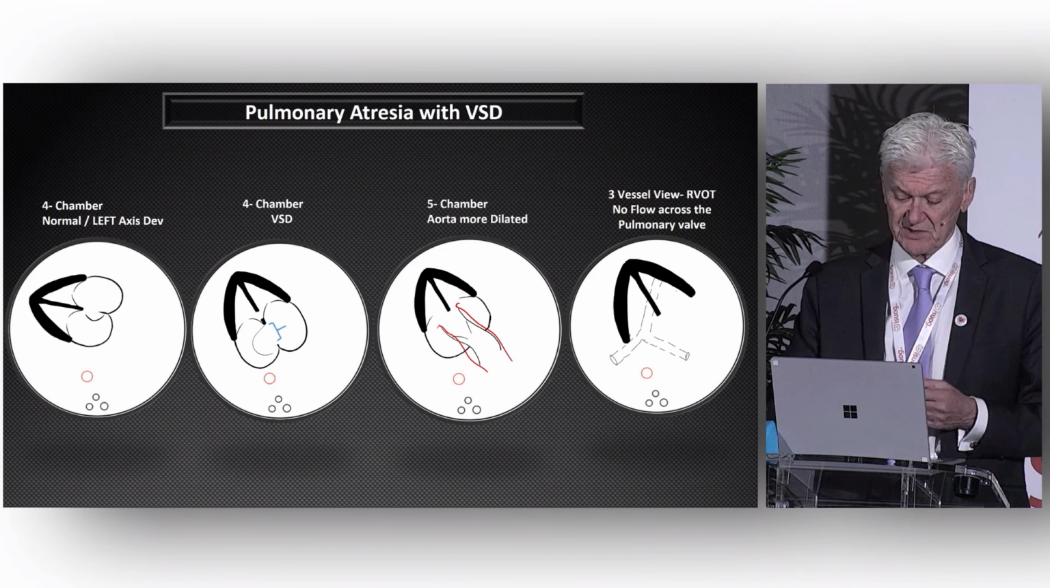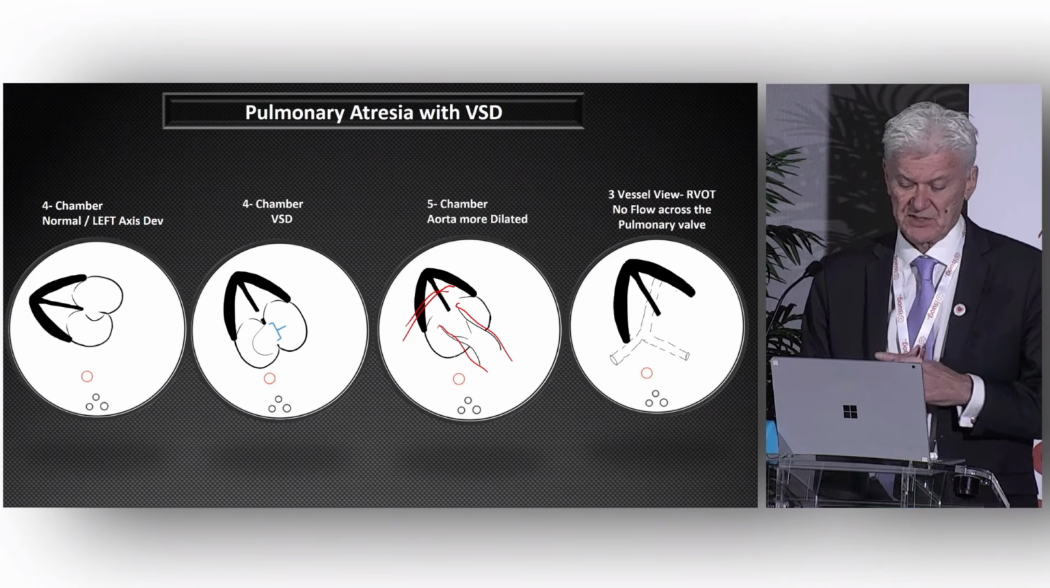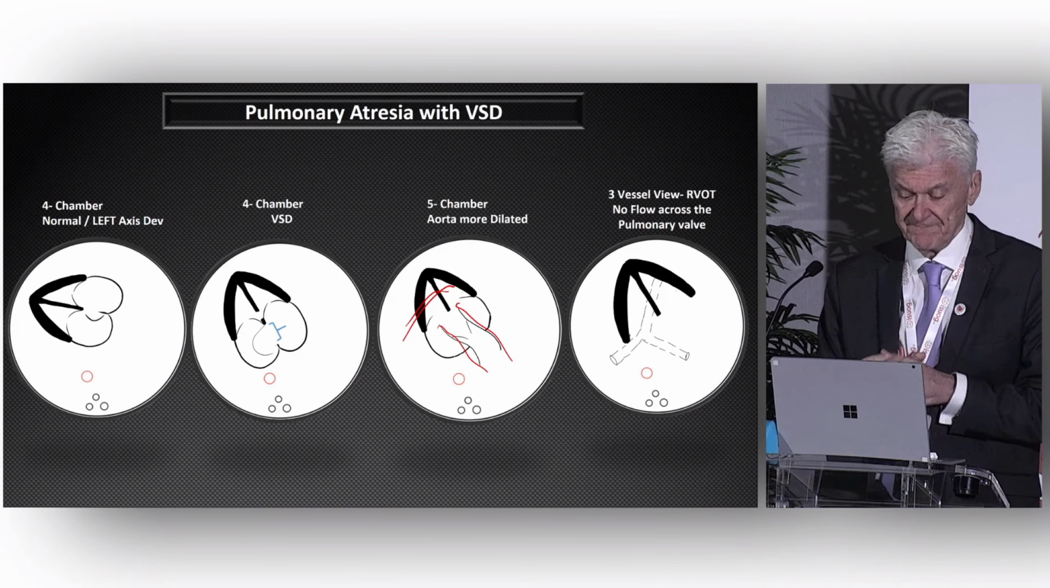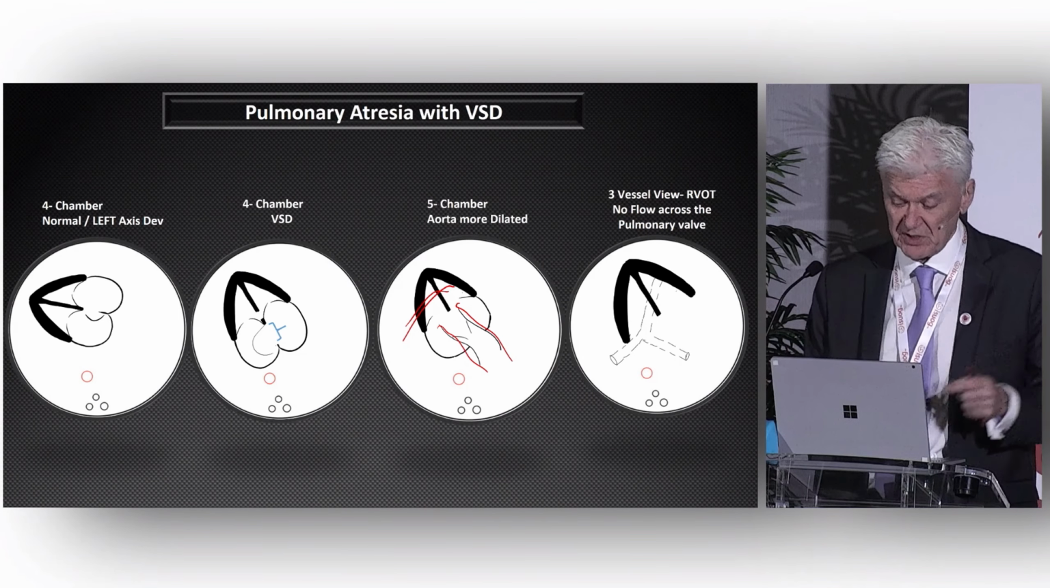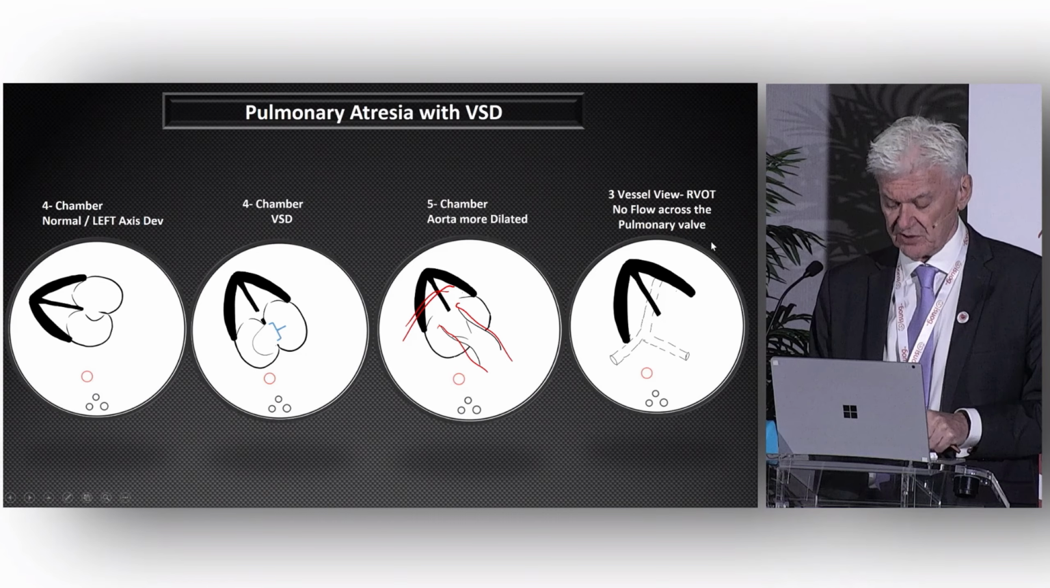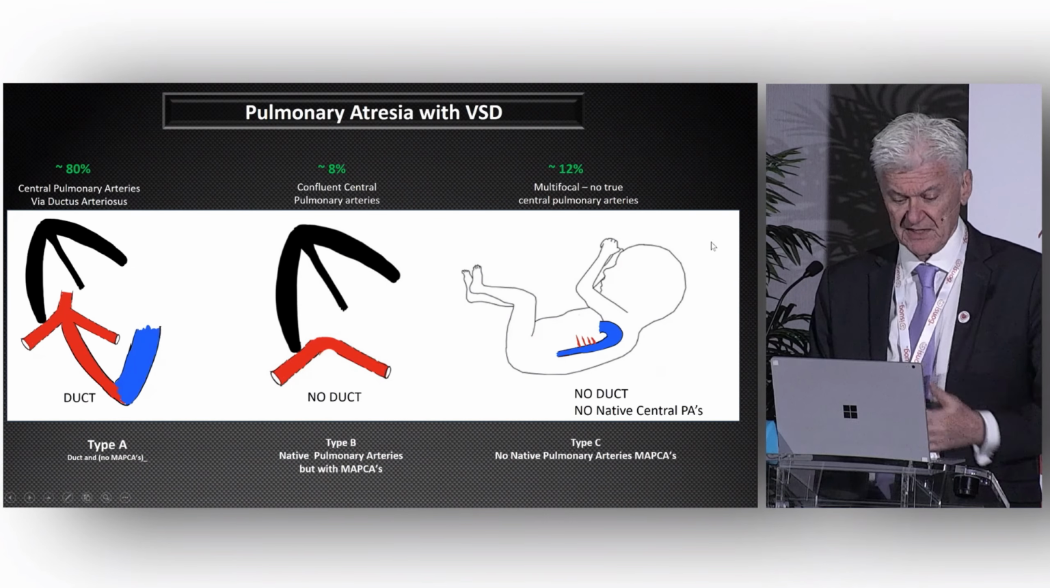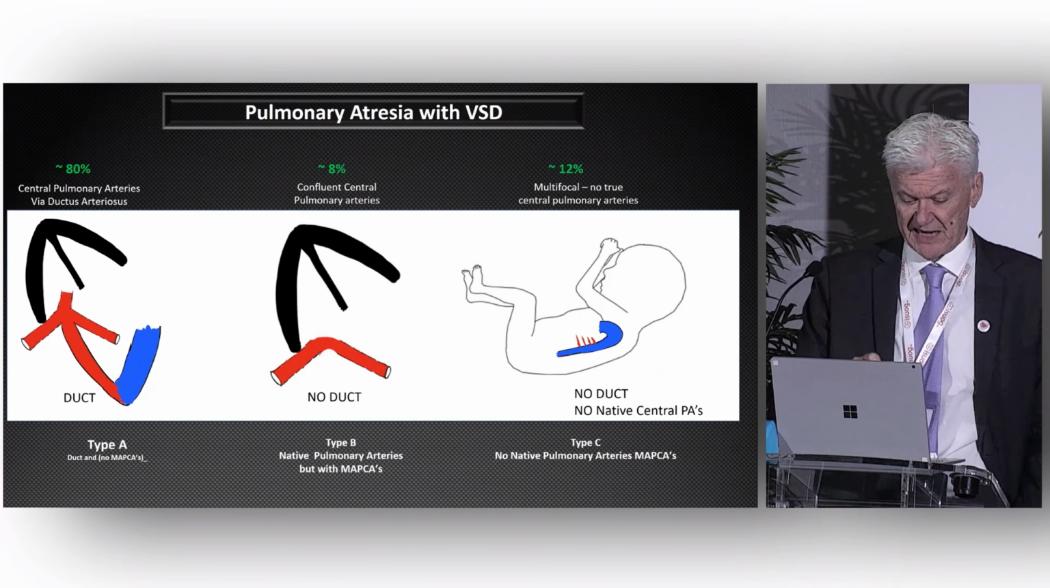Makes sense, right? There's no flow to the pulmonary circulation coming from the right ventricle, and therefore it's all going to the aorta. So you're going to have a really big aorta, and you're going to see nothing coming out of the right ventricle. This diagram is important to understand.